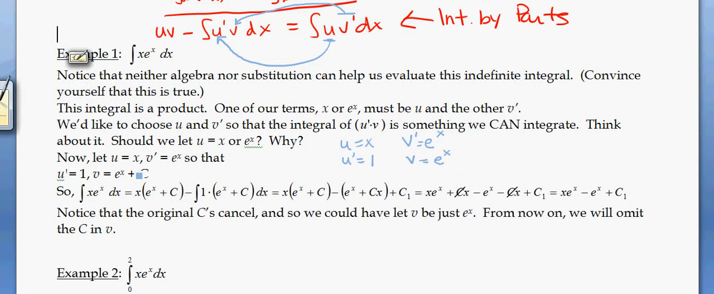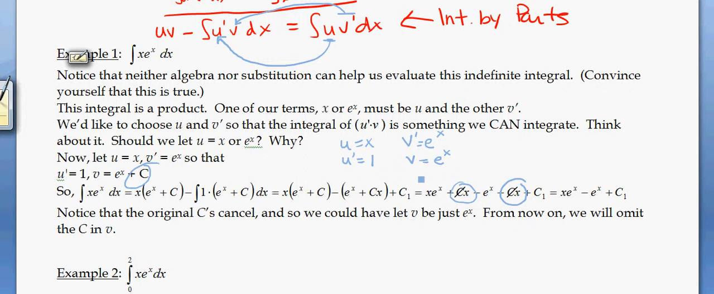Now, what I wrote over here in the notes is I showed that v is actually e to the x plus c. But, and you can look through what I did, ultimately that ends up canceling. And so I'm going to just leave it like this. This is what we'll do: as I say here, the original c's cancel, so we could have just let v be e to the x. And from now on, that's what we're going to do.